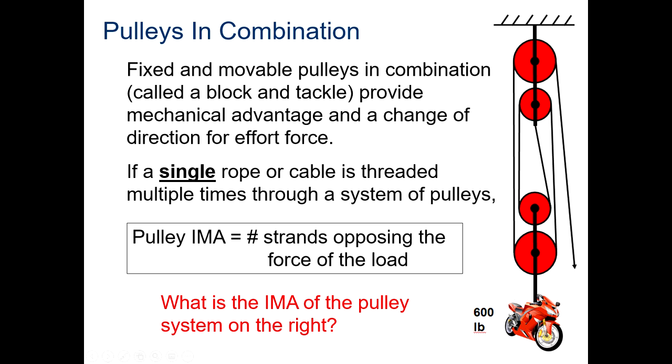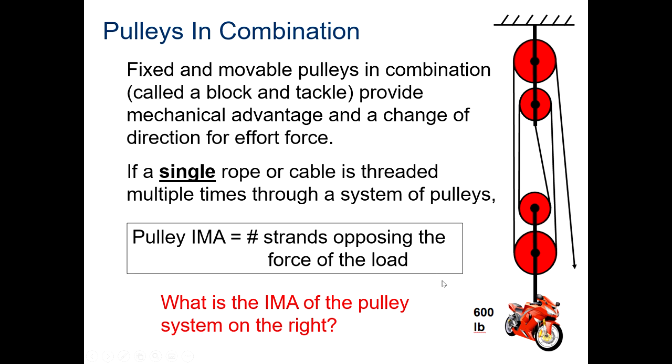All right, so we're going to lift a 600-pound motorcycle right here. We're counting our moving pulleys. These two pulleys are moving. These two pulleys are fixed. So I count the lines here. I've got 1, 2, 3, 4. I don't count this line right here because all it's doing is just changing directions.